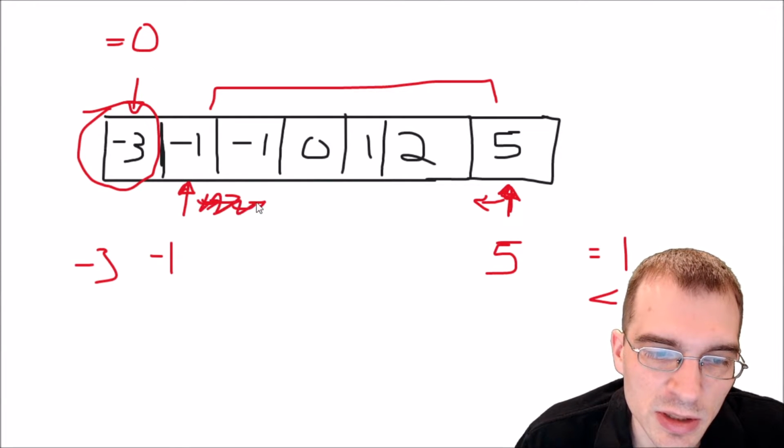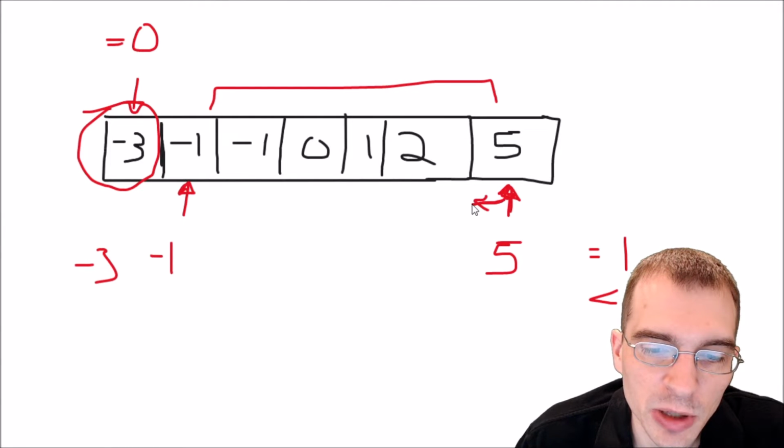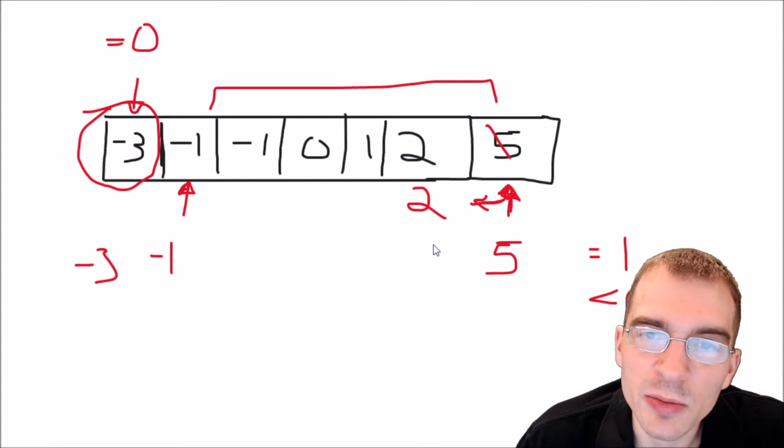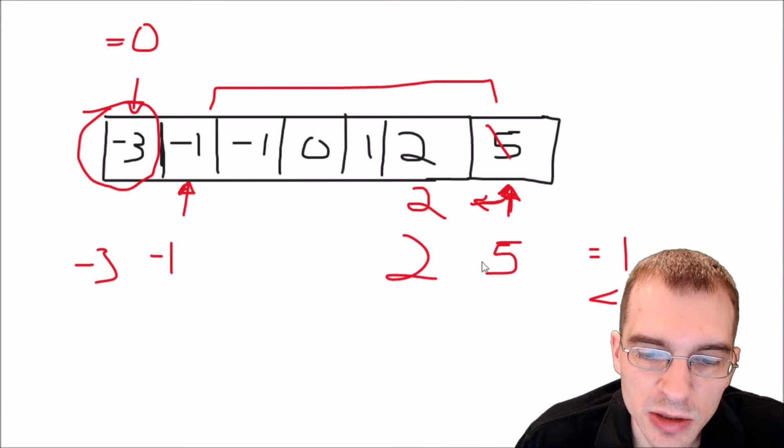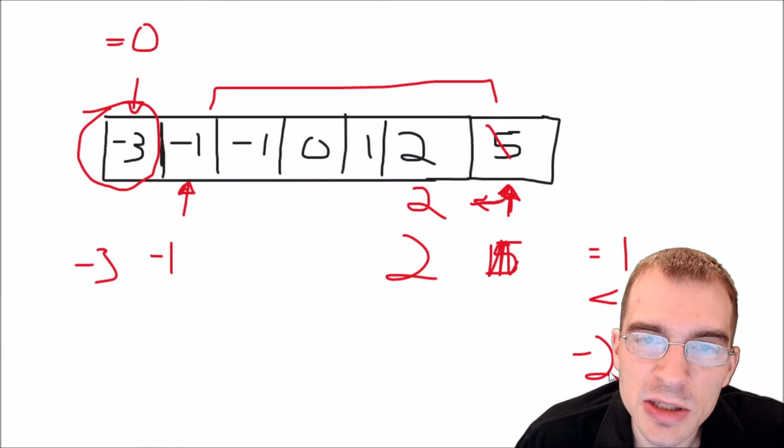So in this case, we're not going to change this one. We would shift this back by 1. So we've looked at 5, that didn't work. So now we're going to check 2. And then we would just check the sum again. So now we're checking -3 plus -1 plus 2. Well, that's -2. So this time the sum is actually less than 0.